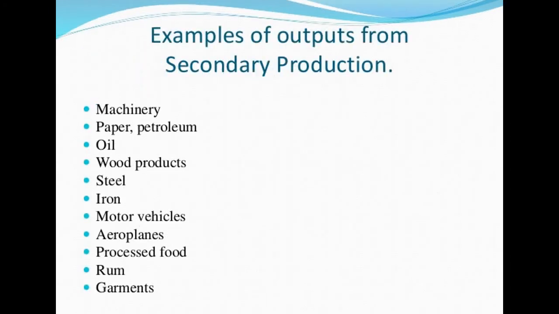These are other examples of secondary production: machinery, paper, petroleum, oil, wood products, steel, iron, motor vehicles, aeroplanes, processed food, rum, and garments.